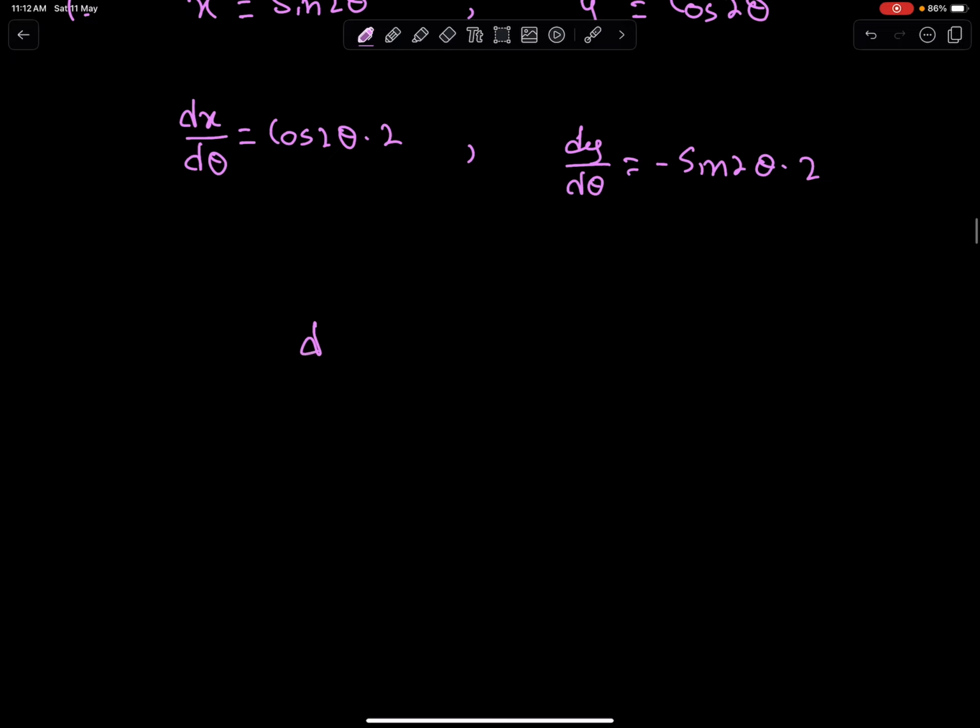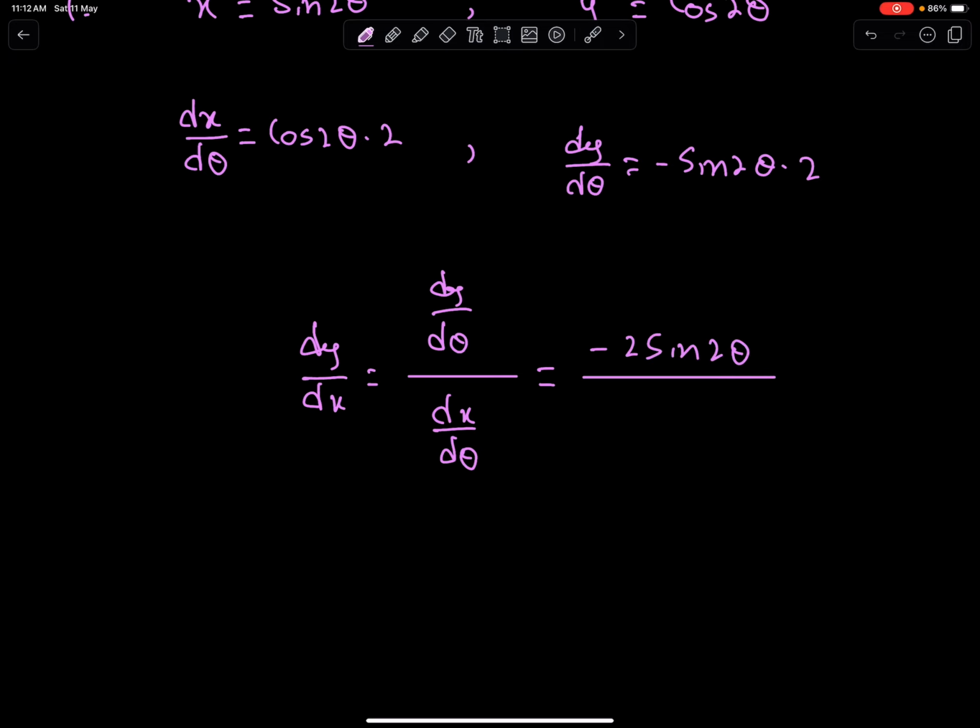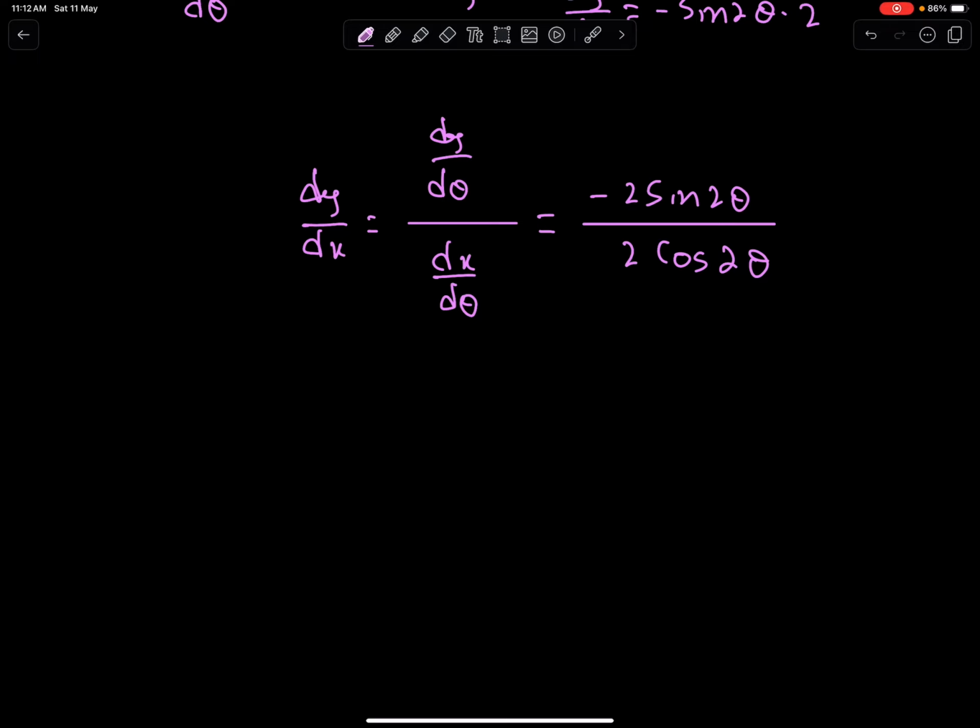Now copy the formula of the gradient of parametric equation: dy upon d theta over dx upon d theta. Always write this in numerator and this in denominator. Now substitute their values: minus 2 sin 2 theta in numerator and plus 2 cos 2 theta in denominator. So when you simplify this, you will get minus tan 2 theta. This is the way to differentiate parametric equations.